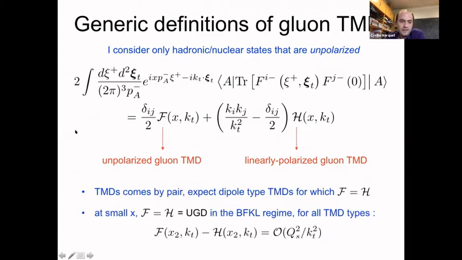TMDs come in pairs, as I said, but there are some exceptions: TMDs of the dipole type. In this case, F is always equal to H. So if you have a process in which you are sensitive only to dipole type TMDs, then you won't see any difference. But in general they are different, except, again, at very large kT. The perturbative tail of F and of H is the same. It is the unintegrated gluon distribution. It means that in BFKL physics, they cannot distinguish between the two functions. The small x gluons in BFKL are fully linearly polarized. And it is a saturation correction which gives importance to this function H.